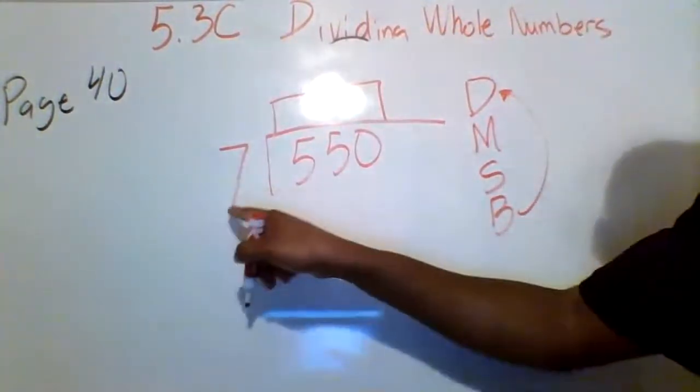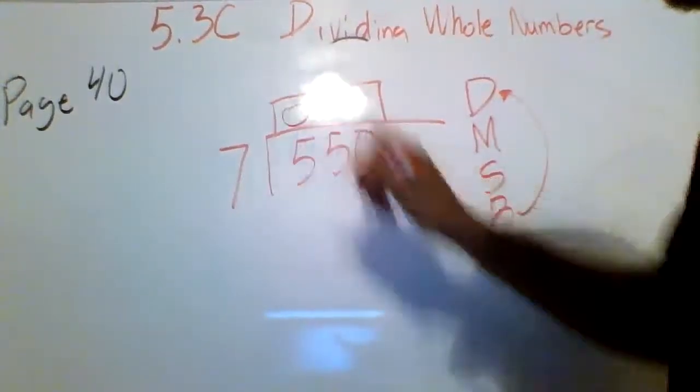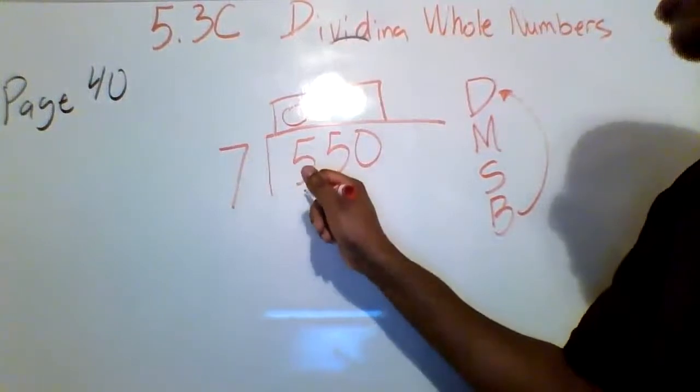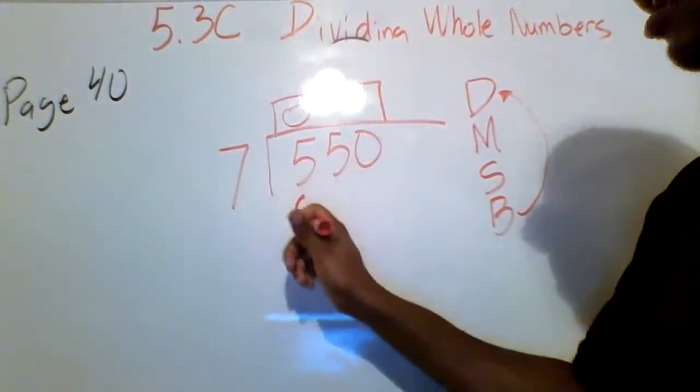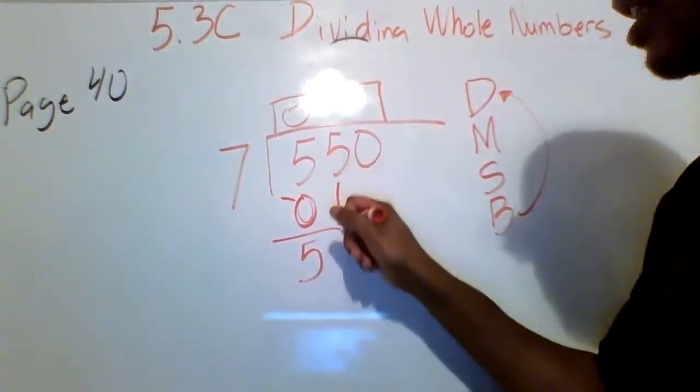7 does not go into 5, though. So the answer to the first cycle is 0. 0 times 7 is 0. Subtract, that's a 5, and then bring down this 5.